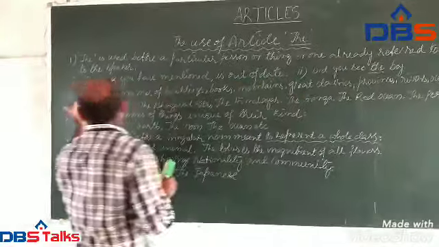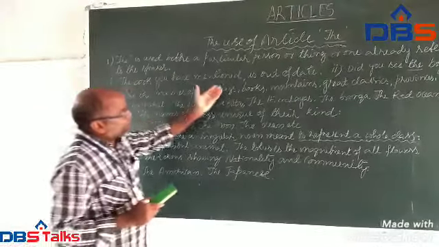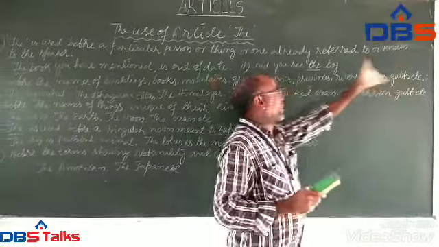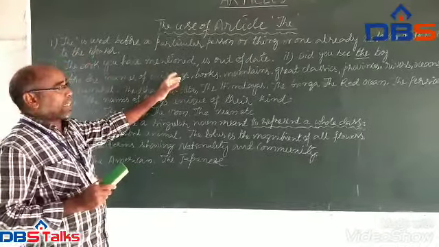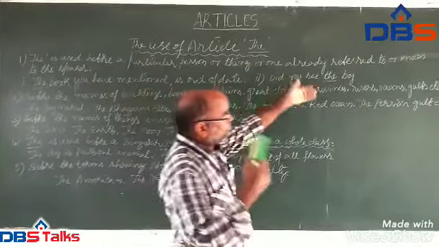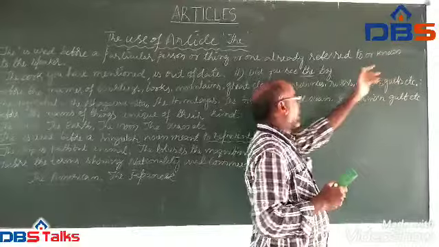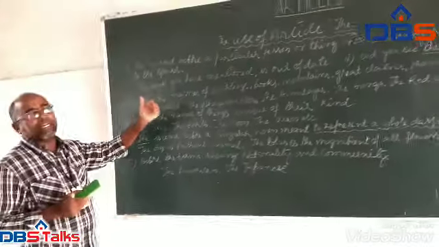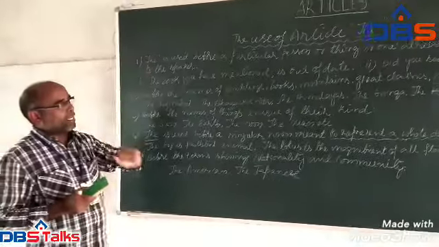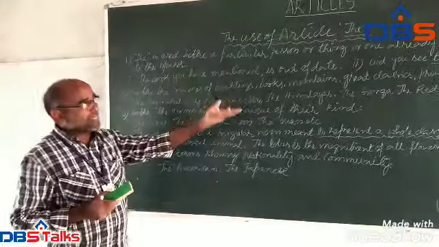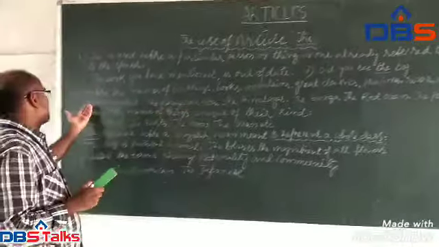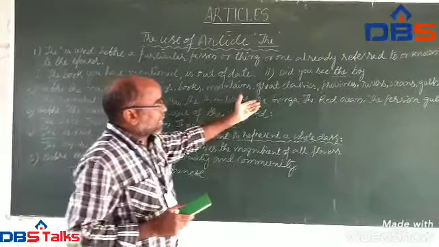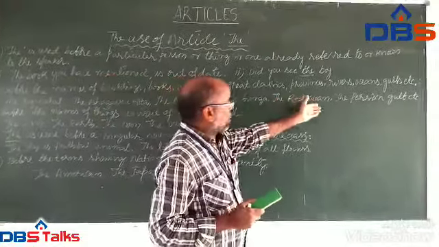Now we use the definite article the before the names of buildings, historical monuments, books, mountains, great classics, provinces, rivers, oceans, gulfs, etc. For example, the Taj Mahal, the Bhagavad Gita, the Himalayas, the Ganga or the Ganges, the Red Ocean, the Persian Gulf, etc.